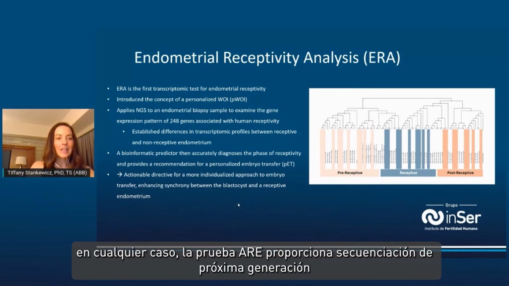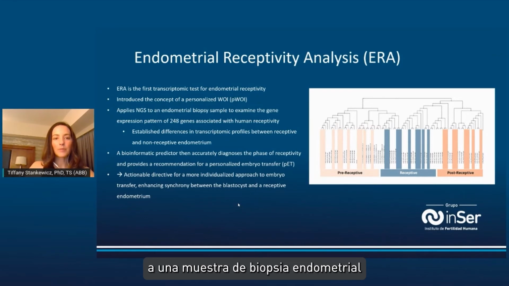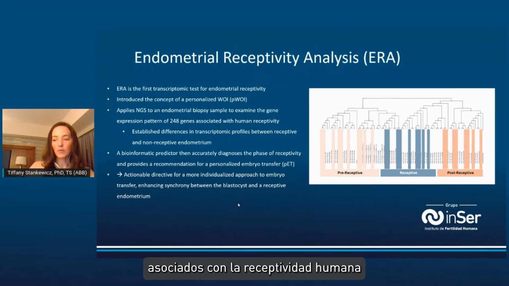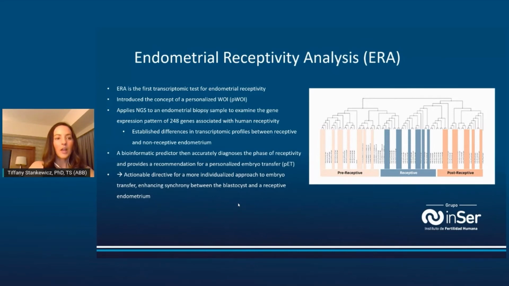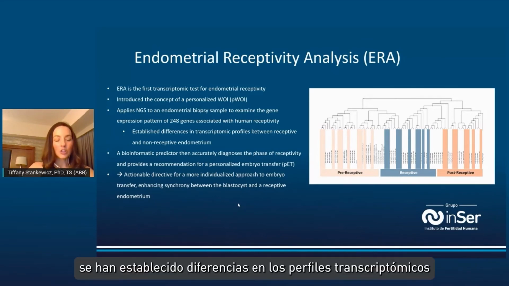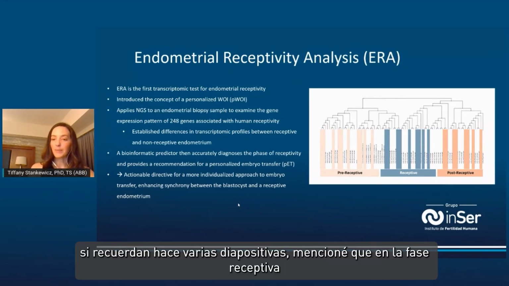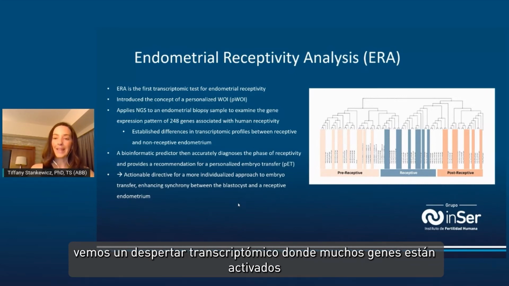In any case, the ERA test applies next-generation sequencing to an endometrial biopsy sample to examine the gene expression of 248 genes associated with human receptivity. There have been established differences in the transcriptomic profiles between receptive and non-receptive endometrium. If you recall, several slides back, I mentioned that in the receptive phase, we see a transcriptomic awakening where many genes are turned on.